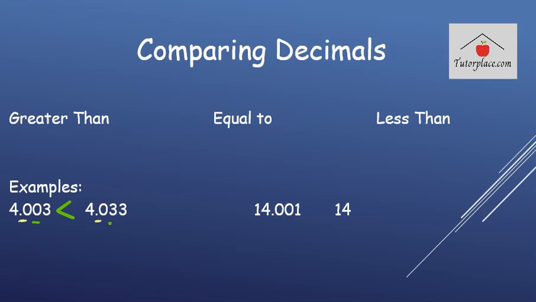Alright, let's look at this last one, 14.001 and just the whole number 14. Well, 14 and anything is going to be larger than just 14. So that's going to be greater than. There are no numbers there, so you know it's a 0. The next 0, well, we still have another 0. Here's a 1, but here is a 0. We don't always have to write the zeros after the decimal. But in this case, 14 and 1 thousandth is greater than just 14. So 14 and something is greater than 14.